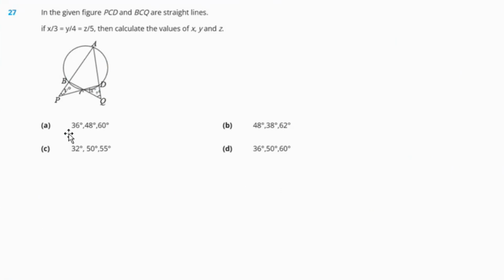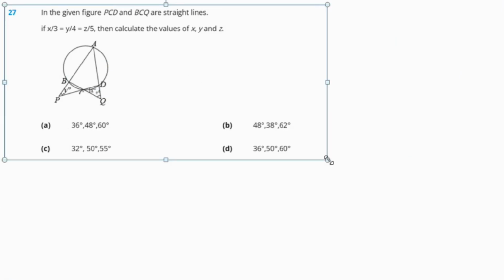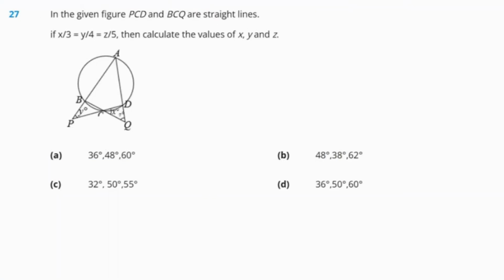Now the next question. The next question is saying that in the figure, PCD and BCQ are straight lines. If x by 3 is equal to y by 4 is equal to z by 5, then we need to calculate the values of x, y, and z.